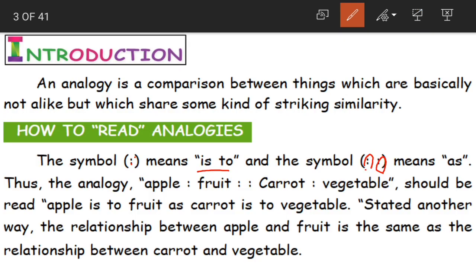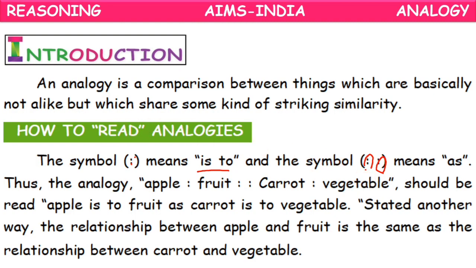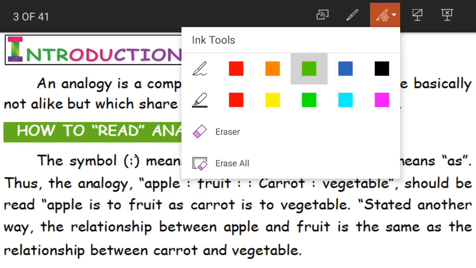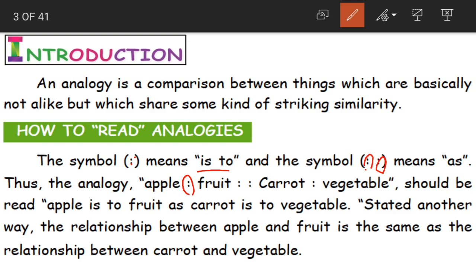Understood children? What is an analogy here? Analogy is a comparison between things which are not alike but which share some kind of striking similarity. Even here we are having another example. This is read as apple is to fruit as carrot is to vegetable. How will we read it? Apple is to fruit as carrot is to vegetable.